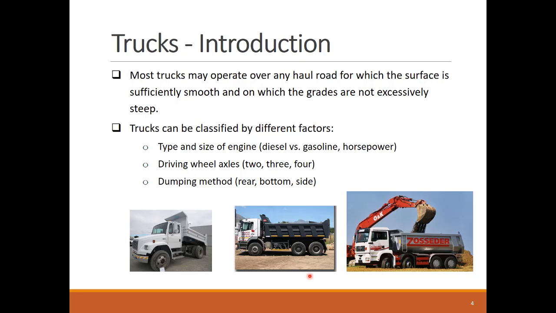Trucks can be classified based on different factors. Most of the trucks are diesel engines due to their fuel efficiency. These photos show trucks with different number of axles, which is an indication of the weight the truck can haul. Finally, trucks can dump from the rear, bottom, or side.